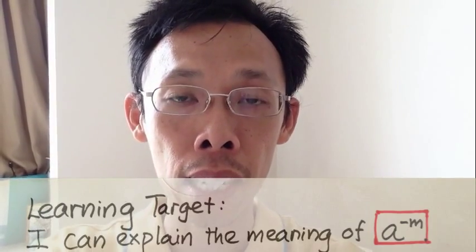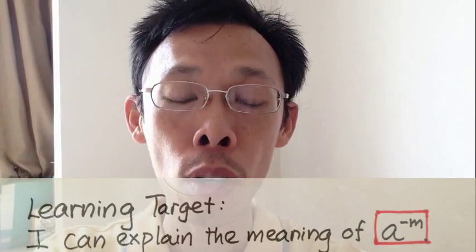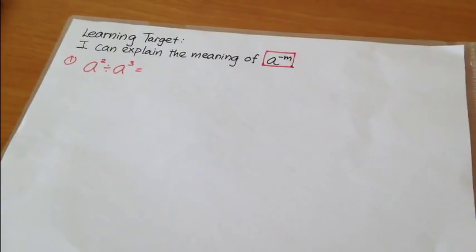Today we'll talk about exponent law, and our learning target for this lesson is: I can explain what it means to have a raised to the power of negative m. Alright, let us get started.